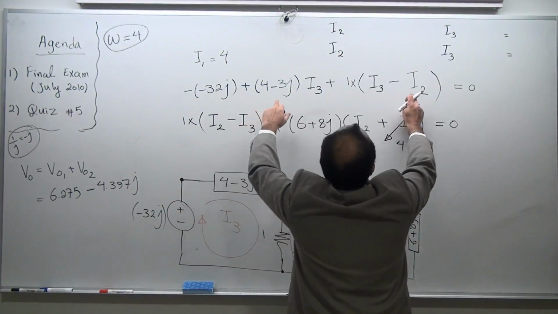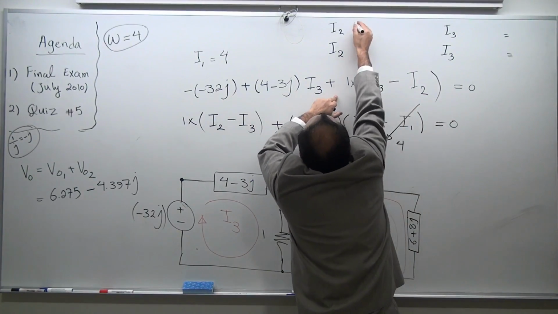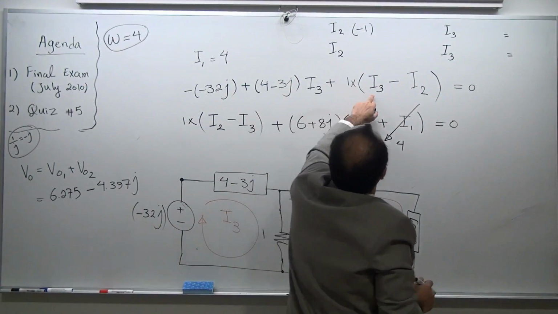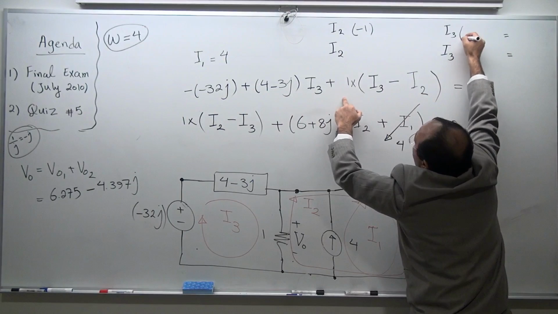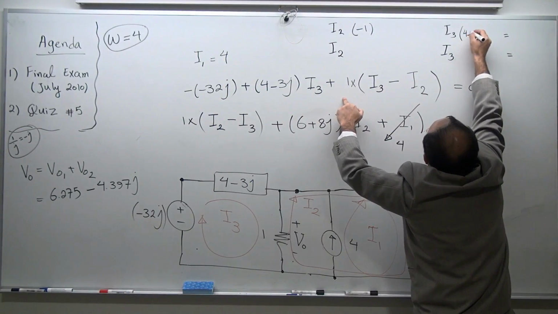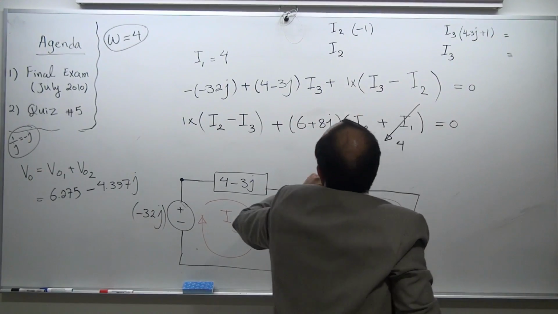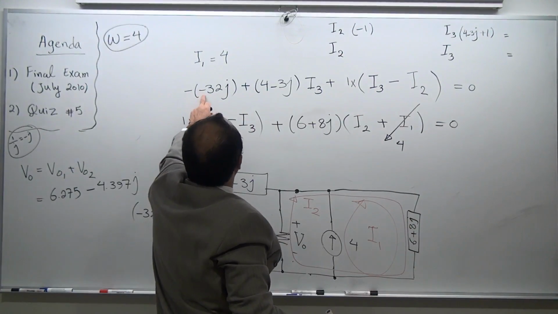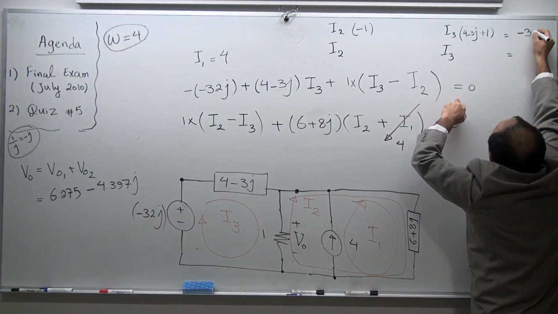For I2, what do I see? I don't have any I2. I only have 1 minus. So I have minus 1. For I3, I have this and this. So for I3, I have 4 minus 3j plus 1. And then this is constant. This is minus, minus positive. It goes to the other side, minus. So it's going to be minus 32j.